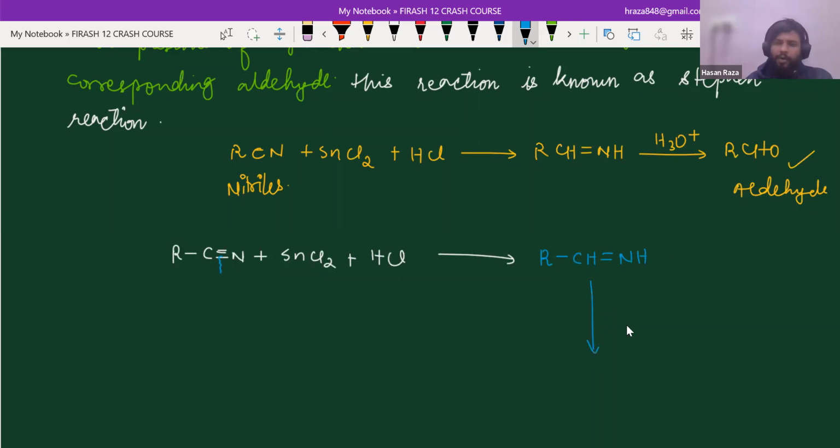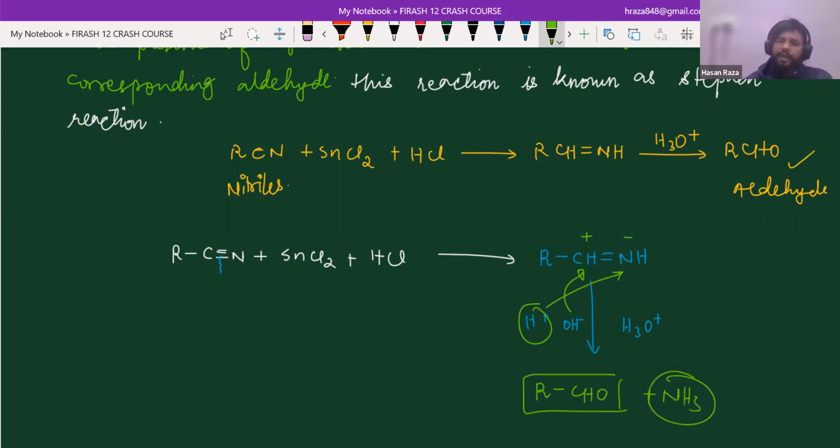Now you are going to do the hydrolysis in the presence of acid, so H plus and OH minus. You also know that this will have a negative and this will have a positive sign. So this will go and hydrogen will be eliminated and it will form basically RCHO, and H plus will go here and it will form NH3 as a byproduct. But we need to focus on the main product, which is aldehyde. Is that clear?